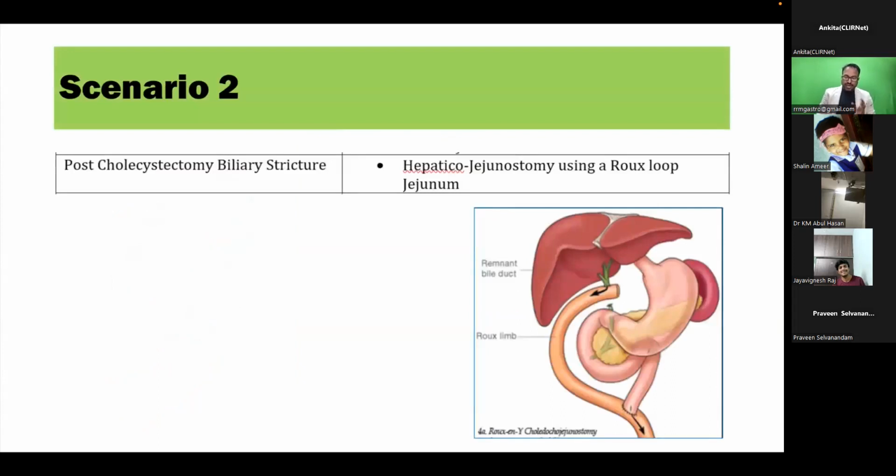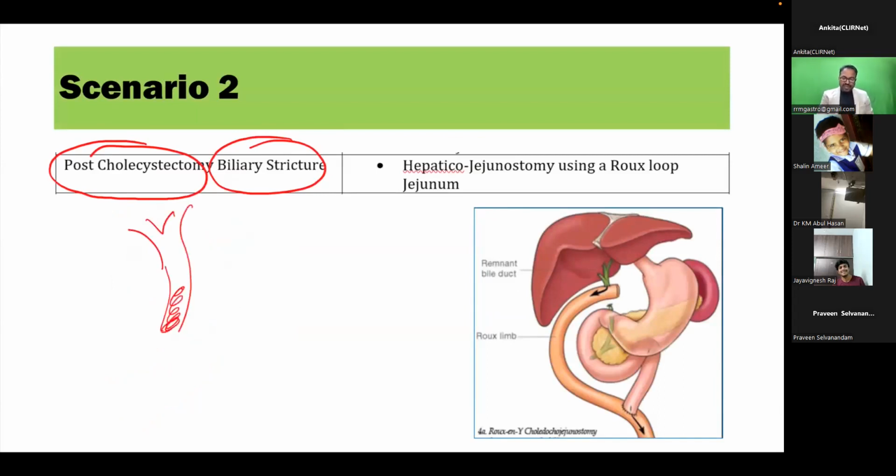Another question, scenario number 2, as I told you, is when there is a scar, a post-cholecystectomy biliary stricture. The surgeon has done a gallbladder surgery, and during that time he injured the bile duct, which caused a leak, and now it has settled with the formation of a stricture. So what does a stricture mean? Bile cannot flow further. So what should I do?